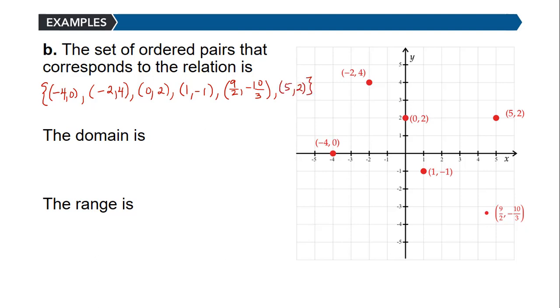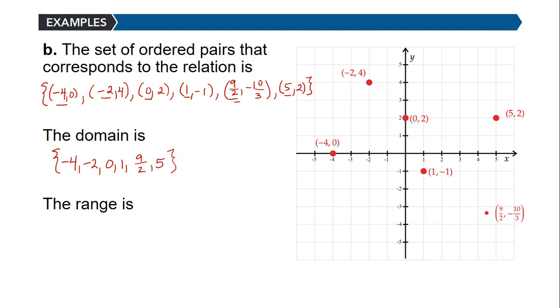So I just take those points off the graph and put them in set notation, and that set is now my relation. Remember that a relation is a set of ordered pairs. The domain of that relation is the set of x values from all of those ordered pairs. So the domain from left to right, or from smallest to largest, is -4, -2, 0, 1, 9/2, and then 5.